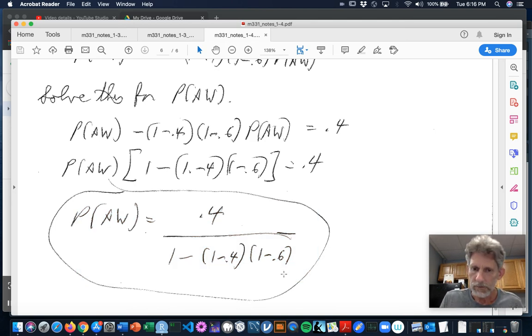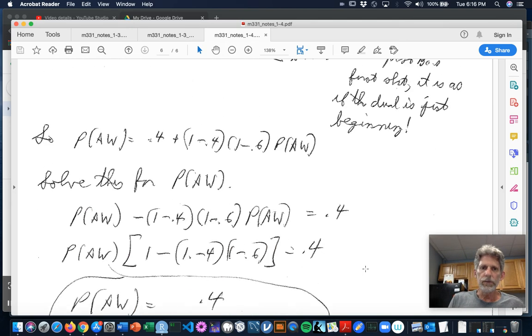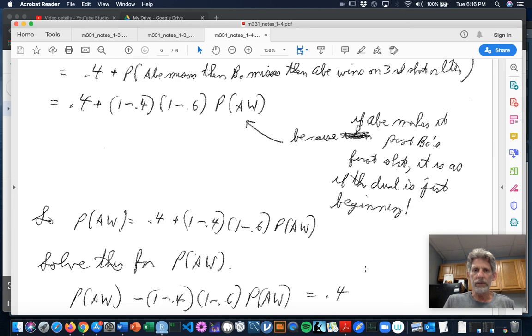Pretty cool, huh? So that's section 1.4 on independence.